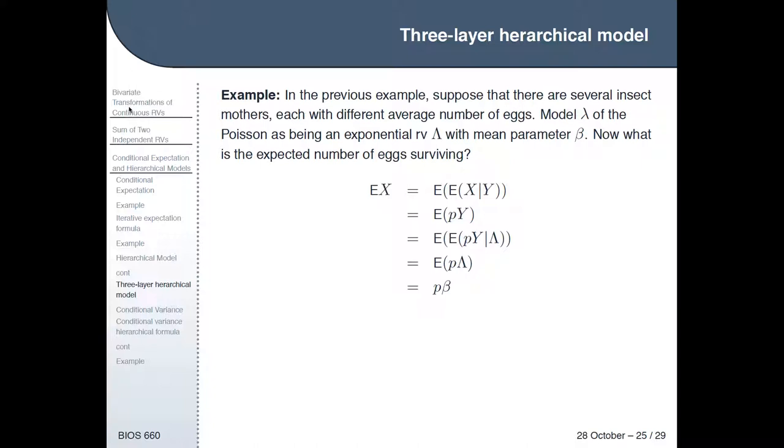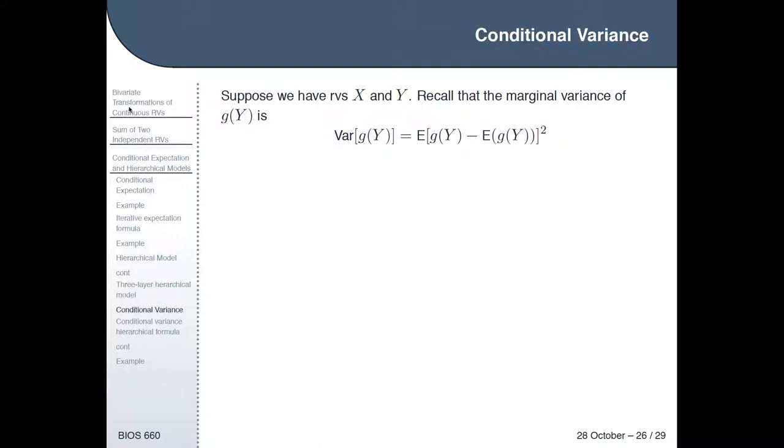Oh, p is given, that's the probability that an egg survives. So given the number of eggs y, then x is binomially distributed with y trials and probability p of success. So yeah.